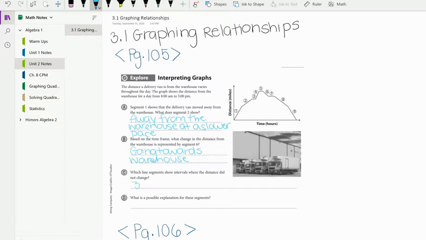So segments 3, 5, and 7, nothing is happening. So time is passing, but no distance is happening. So what is a possible explanation for segments? Maybe they're getting gas or getting food. Obviously, they are taking a break. Or they could be making a delivery.